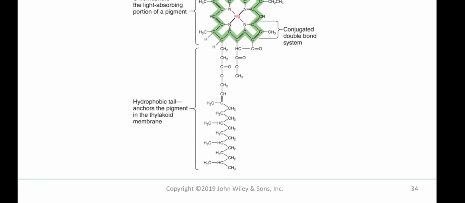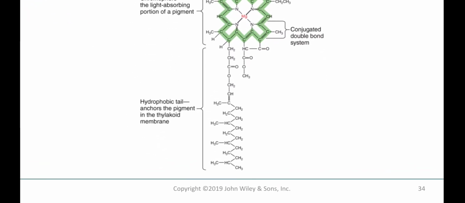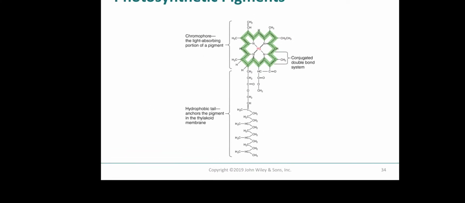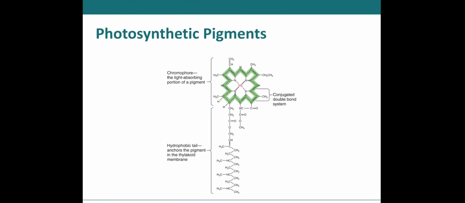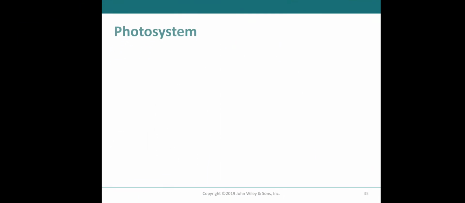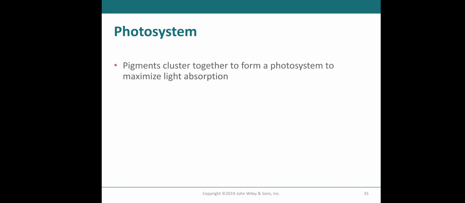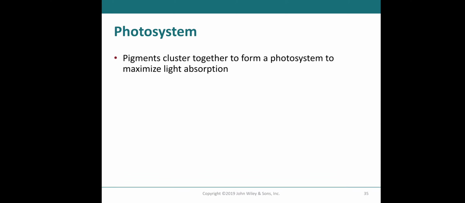Now, aside from the chromophore, you have the hydrophobic tail. This hydrophobic tail is the one that anchors the pigment to the membrane. In the case of your prokaryotes, it's the thylakoid membrane, and for your eukaryotes, this is in the thylakoid part of your chloroplast. Now, these chlorophyll pigments, when taken together, cluster together to form what you call a photosystem. This is used to maximize the absorption of light.